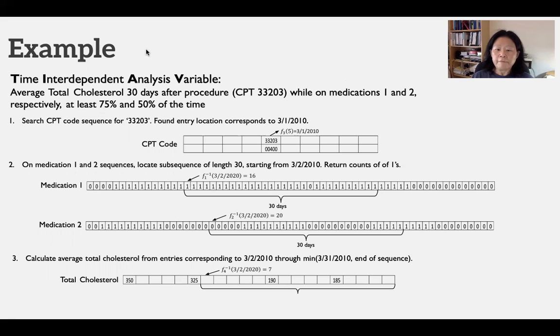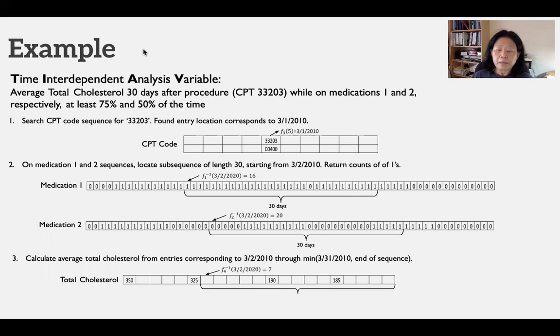We then use the inverse of the time function F1 to locate the 30-day interval from March 2nd through March 31st on the medication 1 data block. We repeat this step for medication 2. The state function for both medications indicates that 1 means on medication. So we apply the sum function to the 30 zeros and ones to derive the total days on each medication.